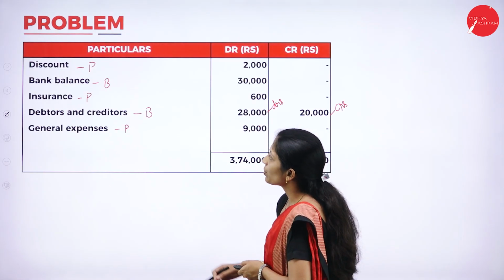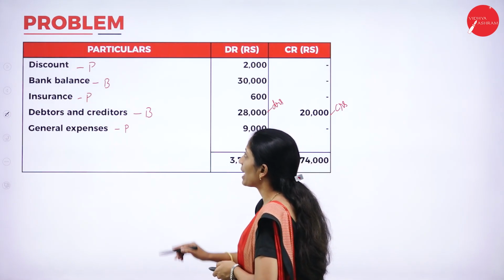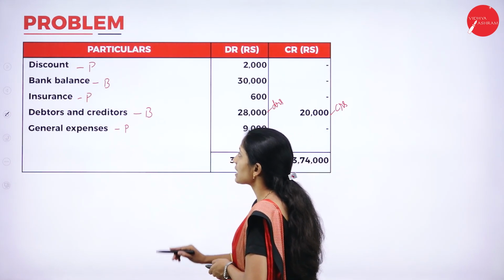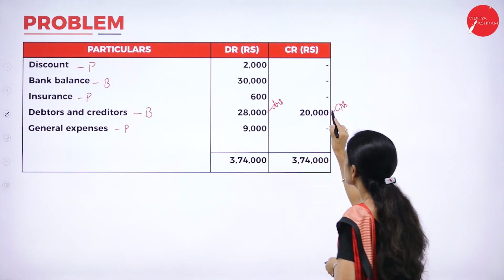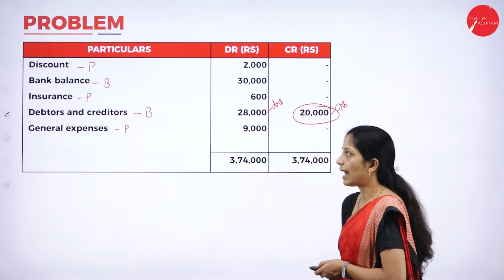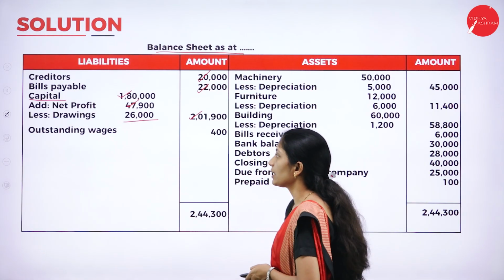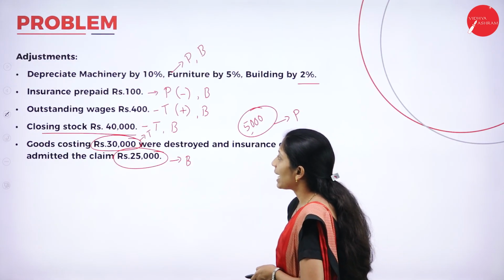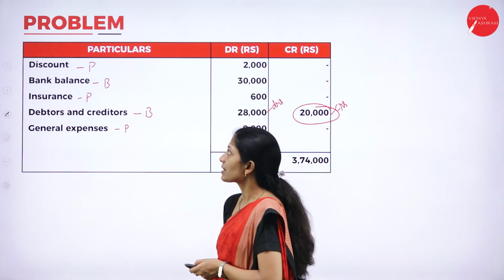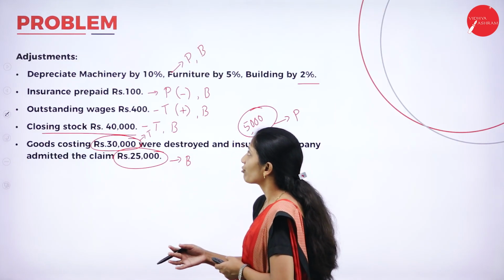Now coming to the next one, yes, we have bank balance. It is also an asset. Debtors and creditors: debtors is an asset, whereas creditors is a liability. So record that liability, creditors 20,000. So we are done with all the items in the trial balance. Now let us see whether we have left out anything.